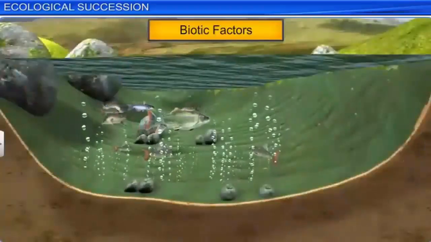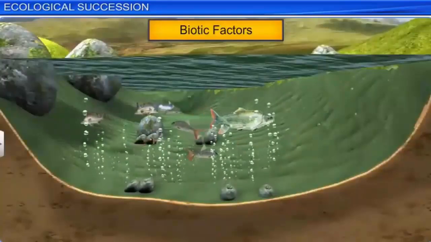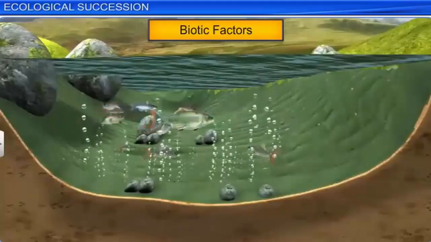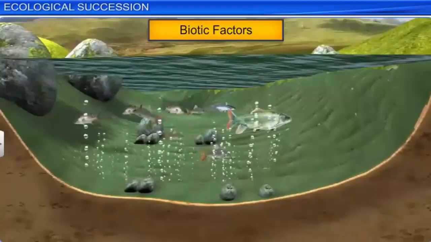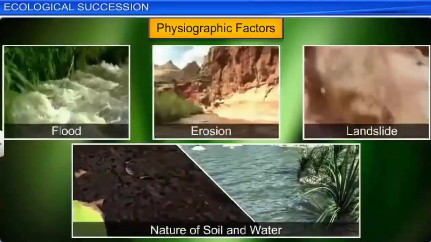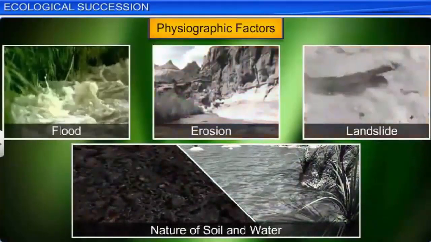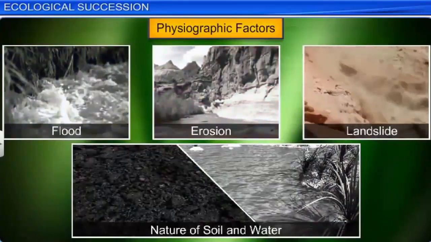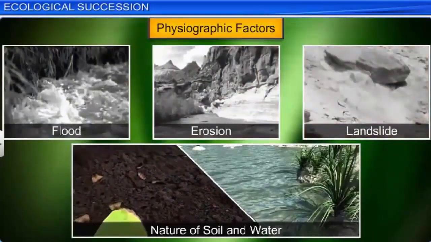Biotic factors include interactions between different organisms in a community, leading to changes in composition, structure, and functions in that community. Physiographic factors, on the other hand, include physical factors like floods, erosion, and landslides, and chemical factors like nature of soil and water.